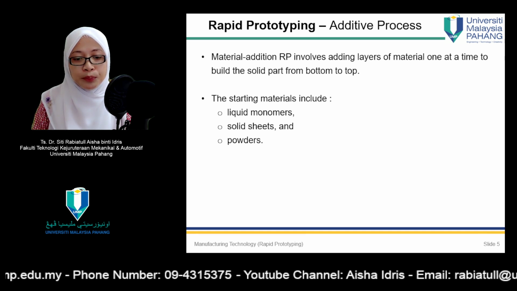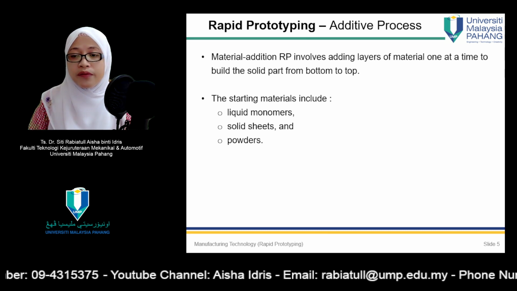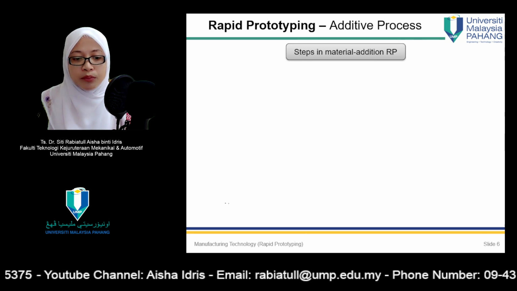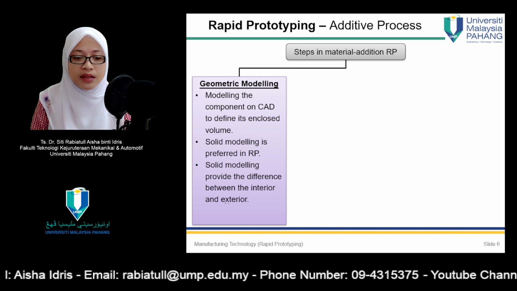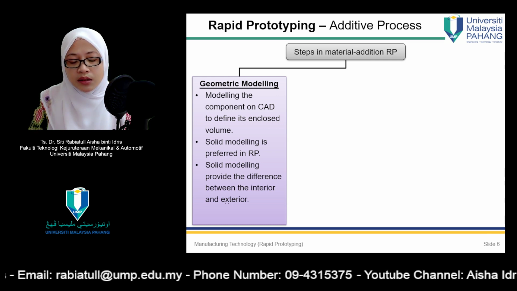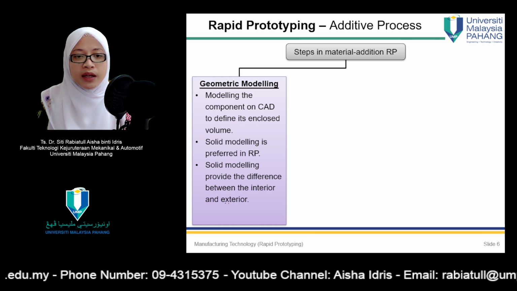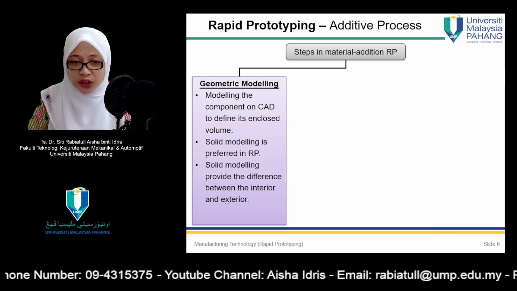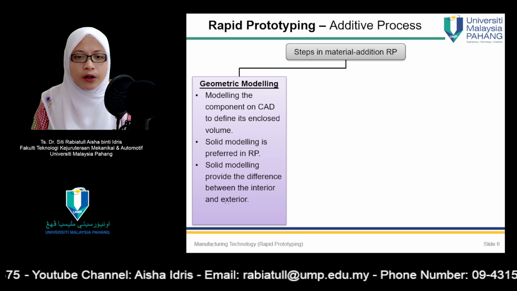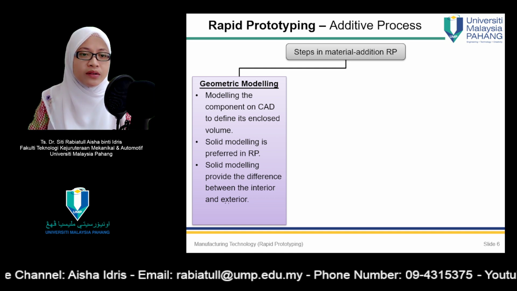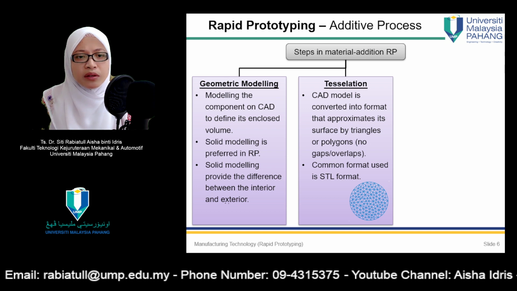The common approach to prepare the control instructions in all of the current material addition RP techniques involves the following steps. Number one, geometric modeling. This consists of modeling the component on a CAD system to define its enclosed volume. Solid modeling is the preferred technique because it provides a complete and unambiguous mathematical representation of the geometry. For rapid prototyping, the important issue is to distinguish the interior of the part from its exterior, and solid modeling provides for this distinction.